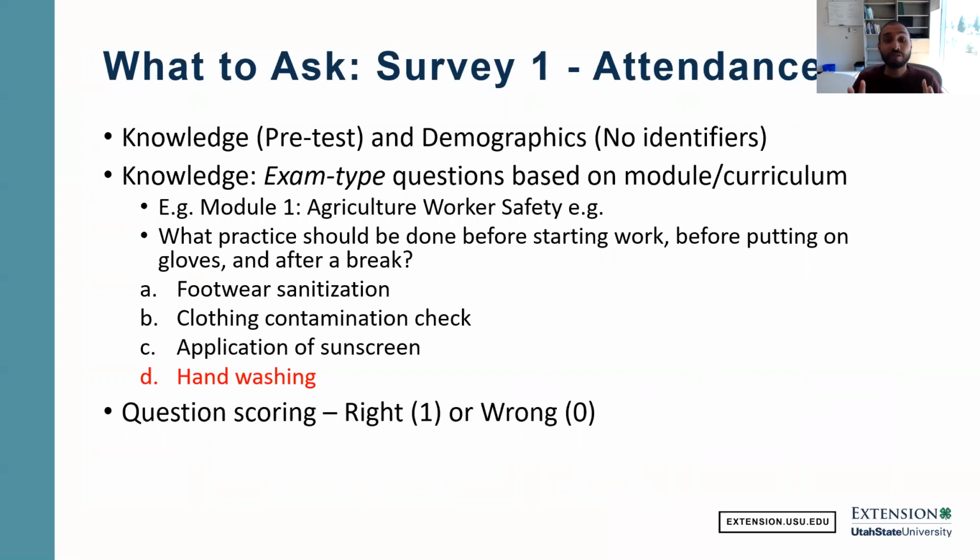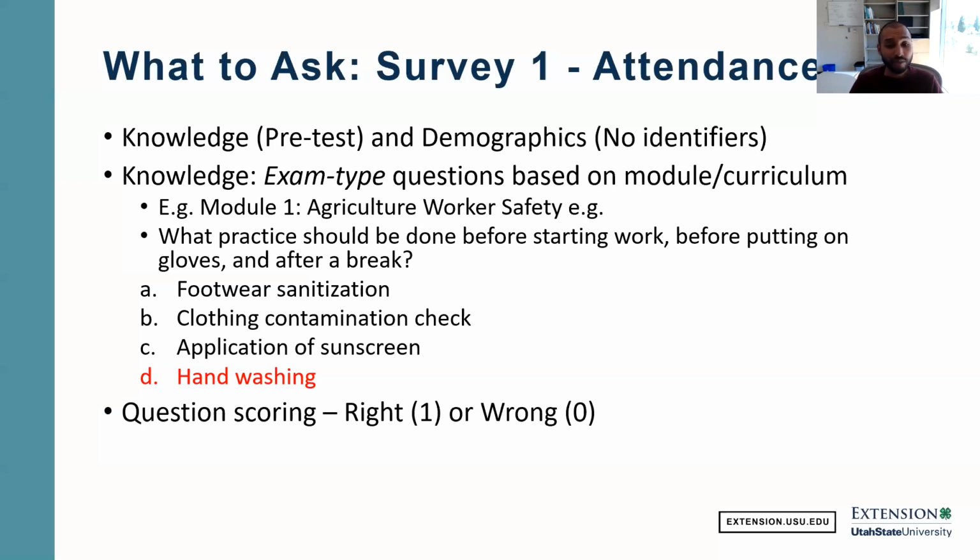This survey should have two sections, a knowledge pretest and demographics. For the knowledge pretest, this should be a series of exam-type questions based on the actual program curriculum. Each question should have a right or wrong answer, and a total score should be calculated for each participant. So the total score basically represents the baseline participant knowledge before the program.